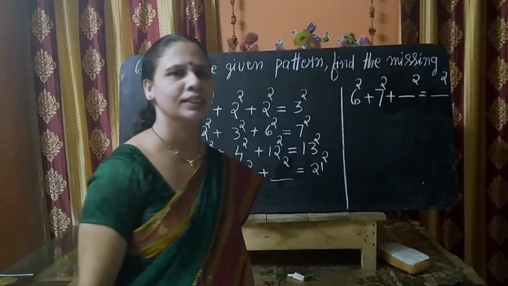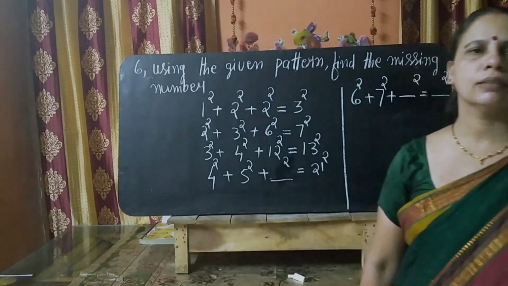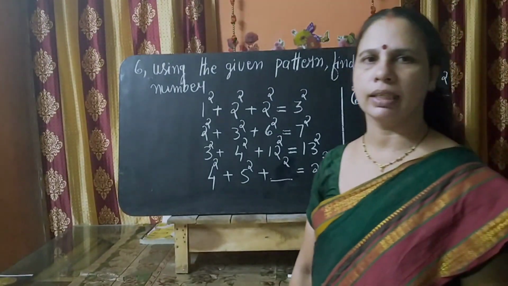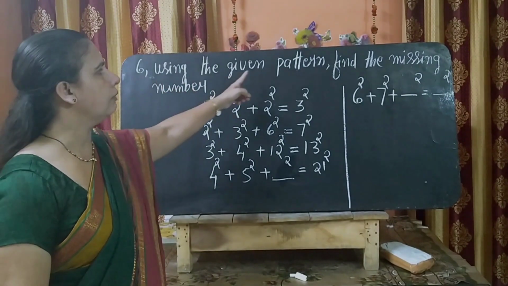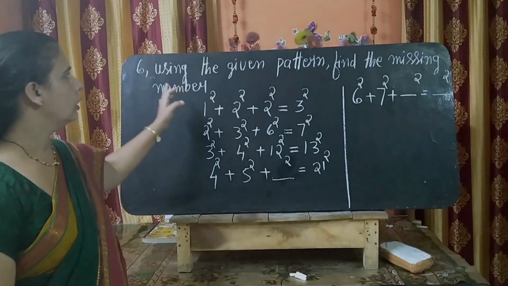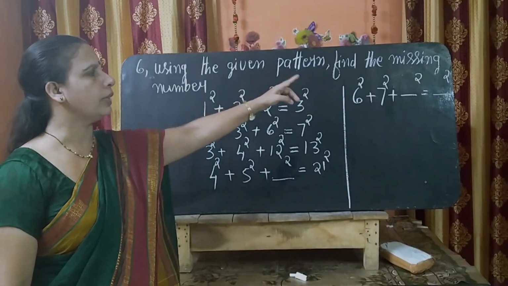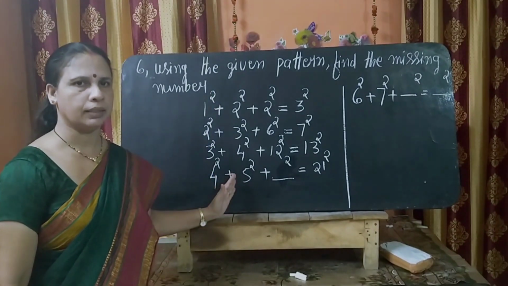Good morning, students. Today we are going to solve the rest of the questions from exercise 6.1. The question is, using the given pattern, find the missing number. One pattern is given here.